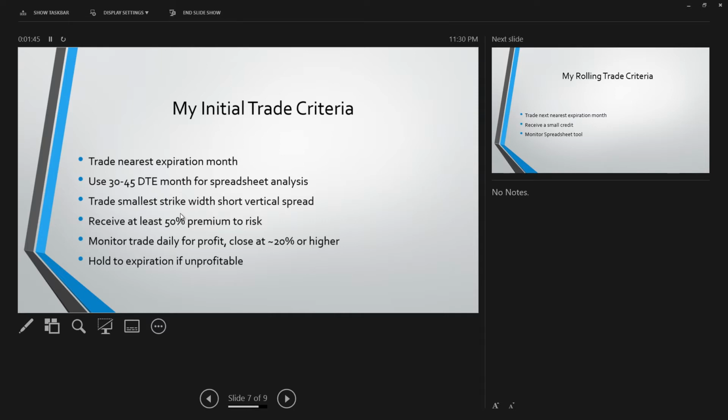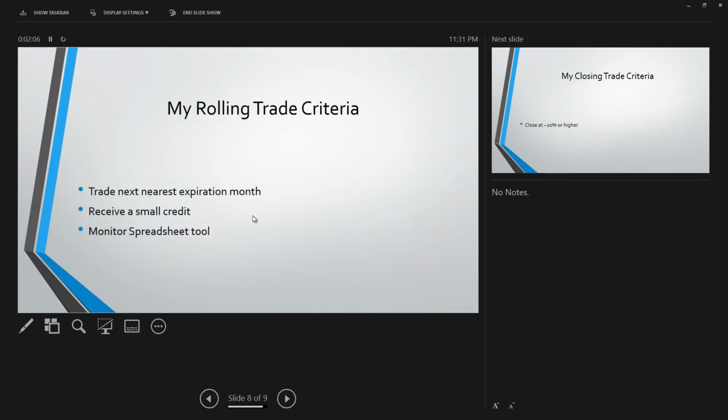I'm going to trade the smallest strike with a short vertical spread. I'm going to receive at least 50% premium to risk. So if I trade a 50-cent wide spread, I want to at least receive 25 cents in credit. I'm going to monitor the trade daily for a profit, and again close at approximately 20% or higher, and I'm going to hold to expiration if the trade is unprofitable.